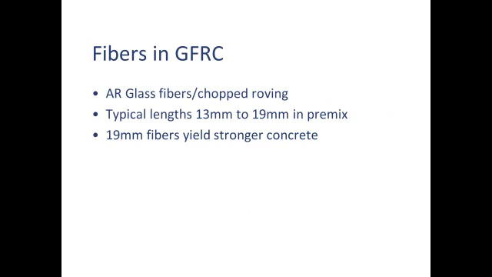So the fibers in GFRC, because GFRC depends on fibers, it uses an alkaline resistant glass fiber so the glass doesn't break down from the alkalinity. These come in two different lengths, 13 and 19 millimeter. You certainly can make decent GFRC with 13 millimeter, but you're always going to be making stronger concrete with 19 millimeter fibers, which is a preference of mine to make good strong concrete. That lets me make thinner concrete with more confidence.